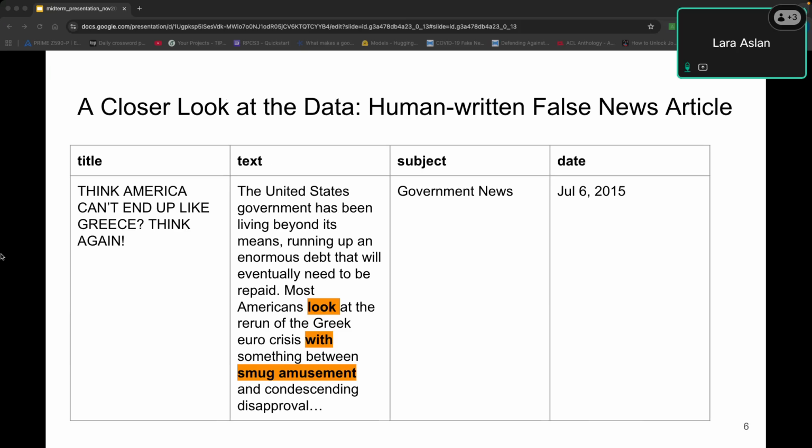And here you can probably see that the article is indeed false news. The title itself is very sensational with the usage of capital letters and an exclamation mark. Also, the article text contains language and word choices that would not be typically seen with legitimate news, such as "look with smug amusement."